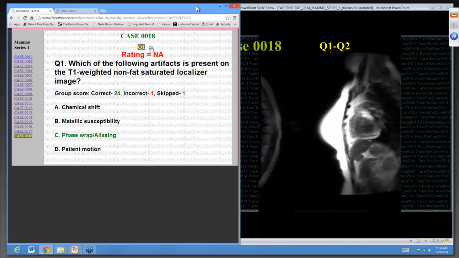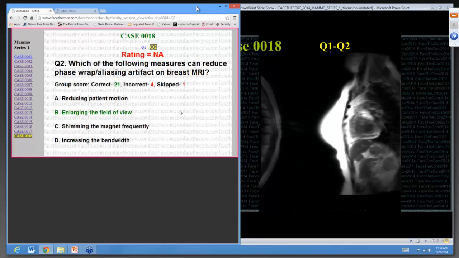So the next question is, which of the following measures can reduce phase wrap or aliasing artifact on breast MRI? The way to correct this would be to increase the field of view, increasing the number of sampling points in the phase encoding direction, or enlarging the field of view can correct this artifact. So that is the conclusion.